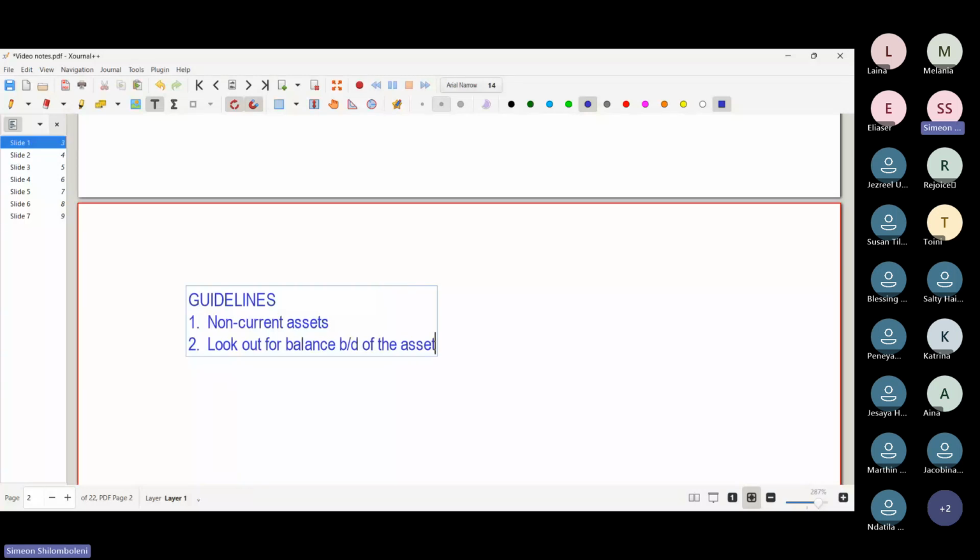Because sometimes we can start calculating and then we forget this balance brought down. So here I said you categorize them as A, B, C, and so on. Number three, what you must look out for: the depreciation method. Is it straight line method, reducing balance method, or is it revaluation? Look out for the depreciation method.